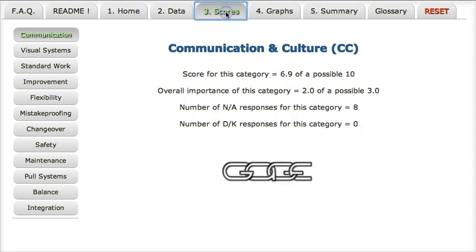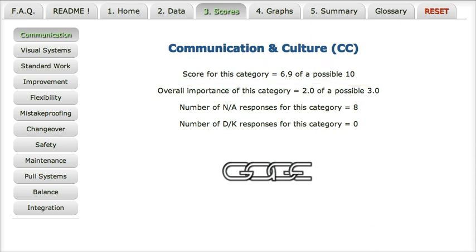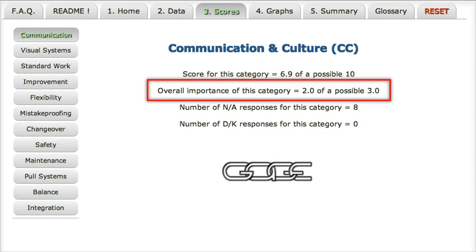The next tab is where we review our results for each of the 12 categories, one at a time. Notice the same vertical tabs down the left side for navigation. Here we are presented with key pieces of information. Performance score. Incidentally, scores now are converted to a 10-point scale for reporting. And overall importance. Both of these are composite values based upon all responses in that category.